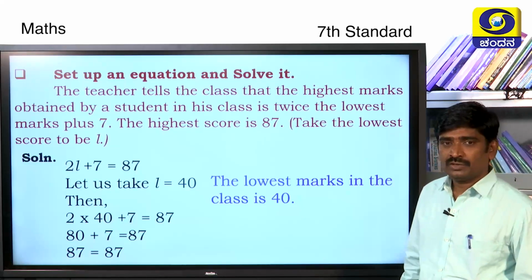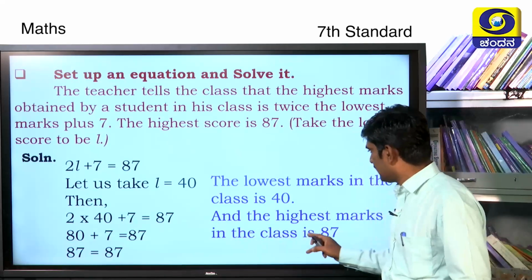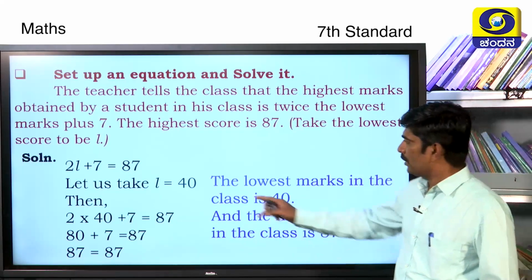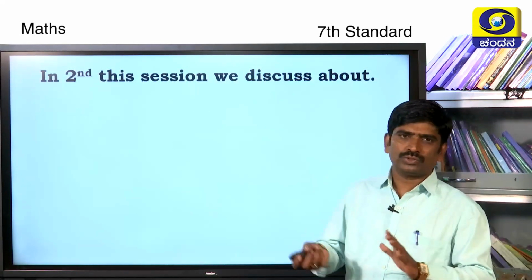Next, the lowest marks in the class is 40, and the highest marks in the class is 87. The lowest marks is 40, highest marks is 87. Next, we go to the second session.